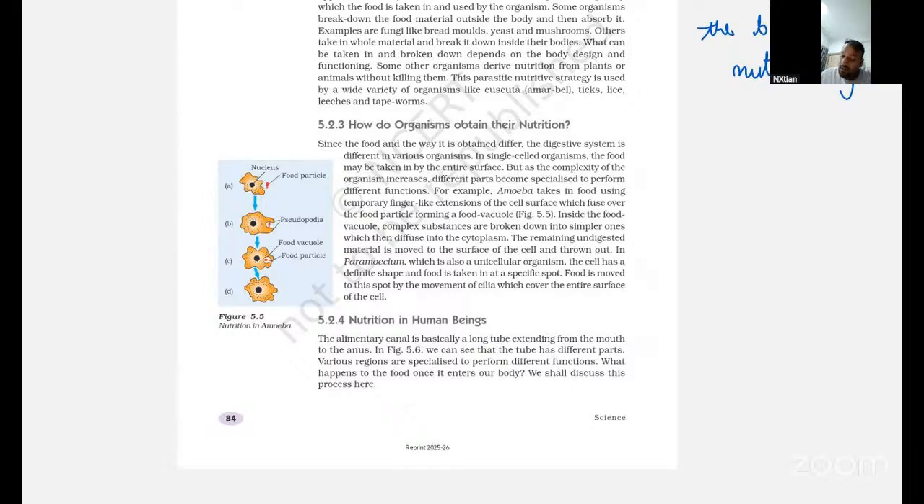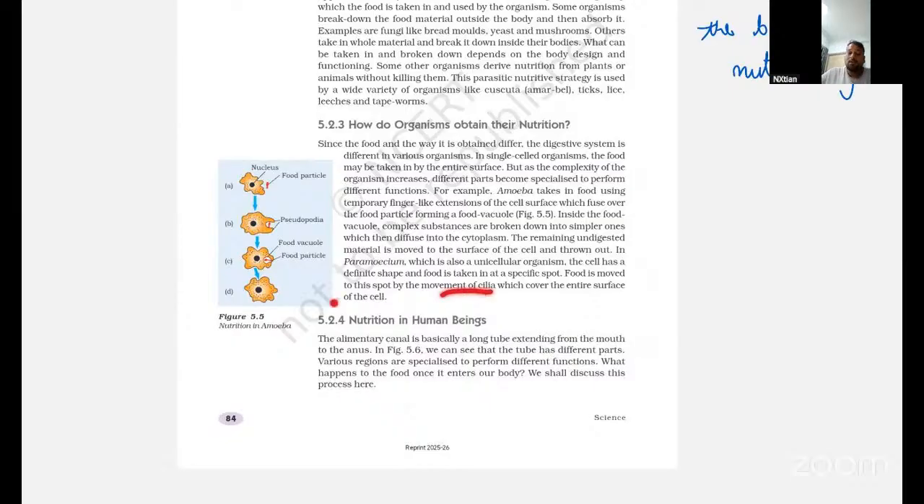In paramecium, which is also a unicellular organism, the cell has a definite shape and food is taken in at a specific spot. Underline this part which Amar is reading right now. Food is moved to this spot by movement of cilia, which cover the entire surface of the cell.